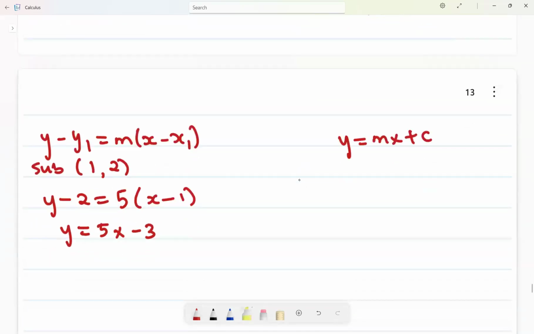So this is what we mean when we say find the what? The gradient of a tangent. Okay? Gradient of a tangent. Now, let's say you are given now, let's see. I want to find another example. Okay, this one is almost similar.